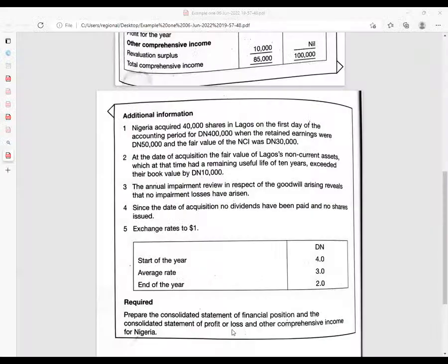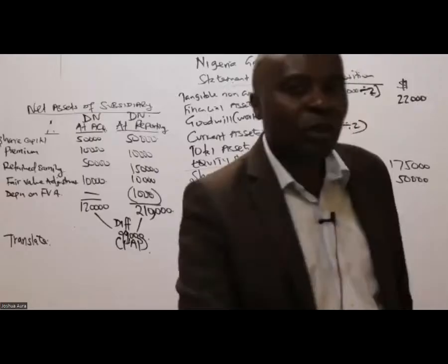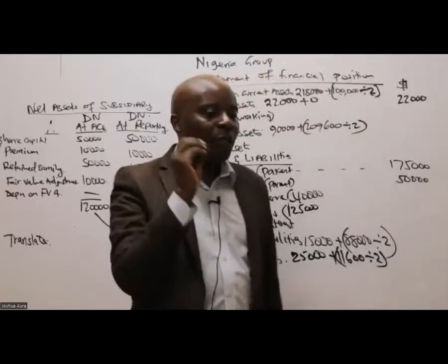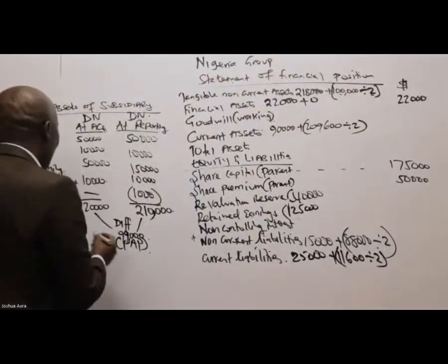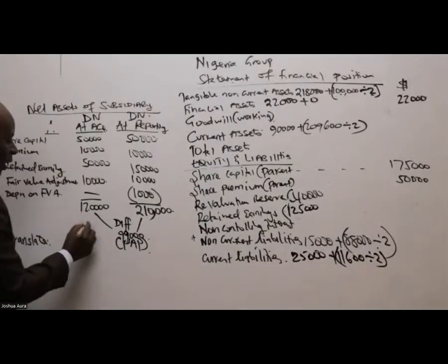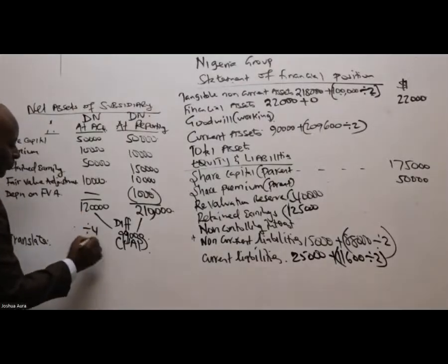Oh, yes. Remember, we acquired this subsidiary at the start of the year. So the acquisition rate here is 4. To translate net assets at acquisition, always use the acquisition rate. So this one, I'll divide by 4.